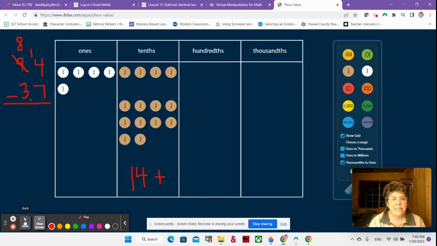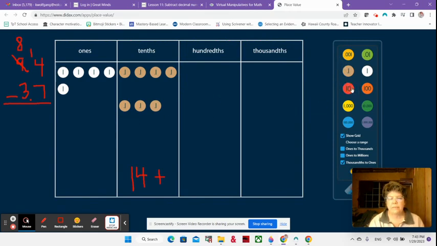So now that I have 14/10, I can subtract 7 of my tenths, put them back, right? 1, 2, 3, 4, 5, 6, 7. So now I have 7 left. 14 minus 7 is 7. And I have 5. 8 minus 3 is 5. So now I have 5 7/10. Okay? Did you see how that worked?